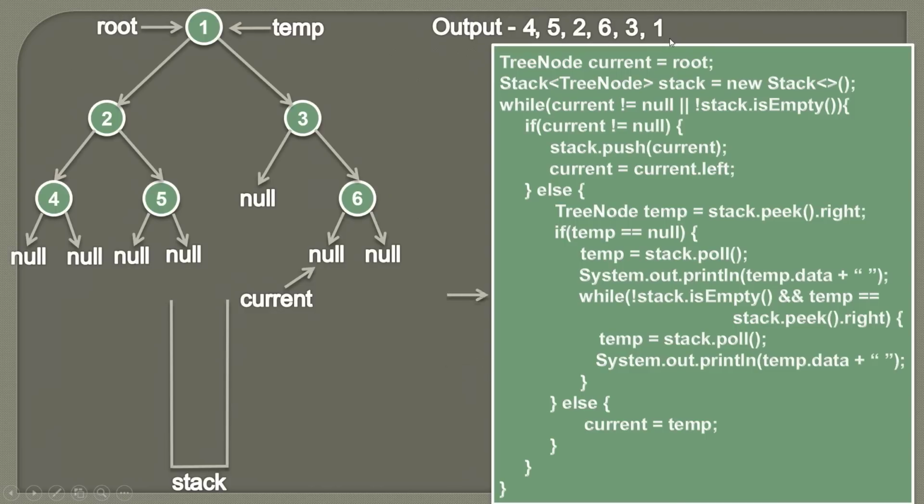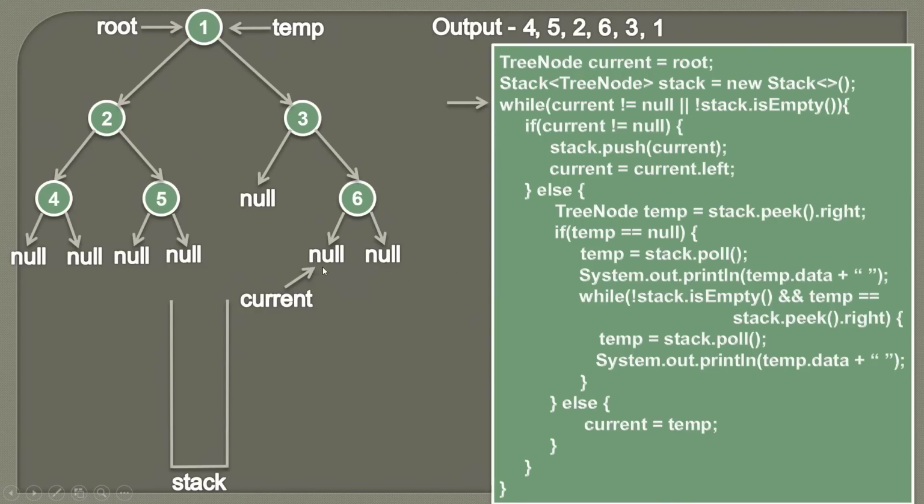And finally, we again check whether stack is empty or not. So here you can see we have recently polled one element out. So stack is empty. So this condition comes out to be false and the while loop will terminate. And once the while loop terminates, our call will reach here.